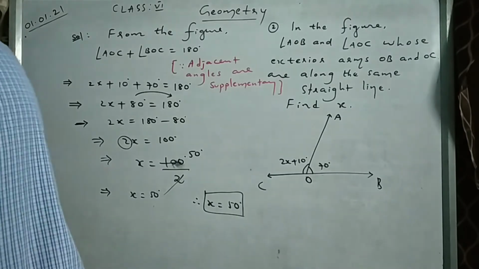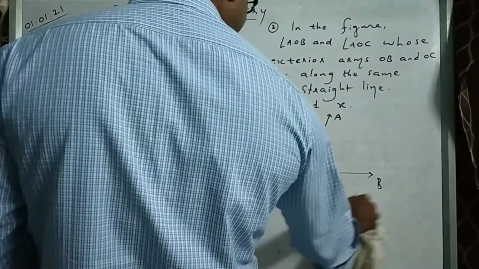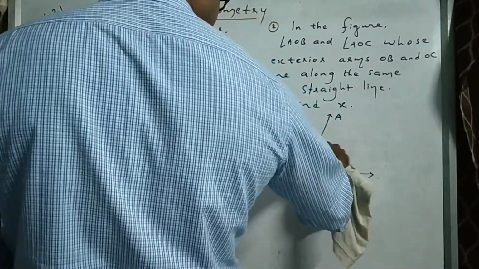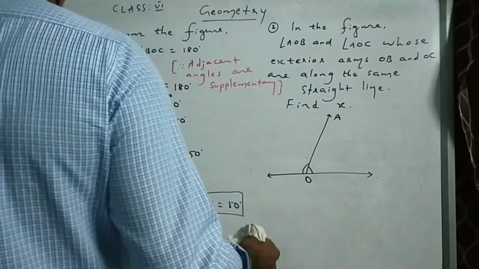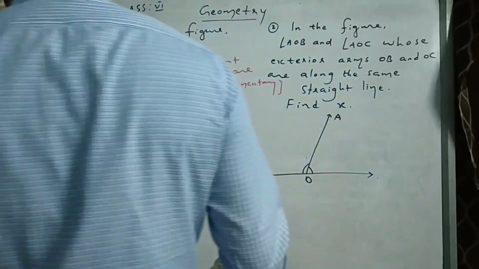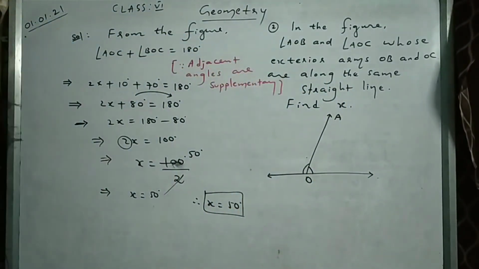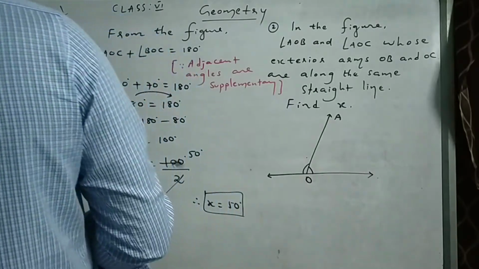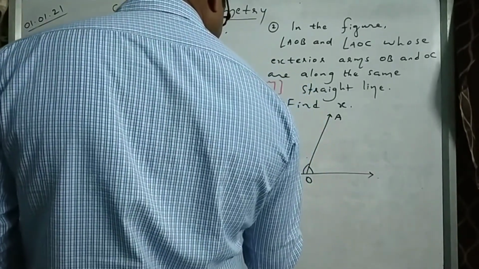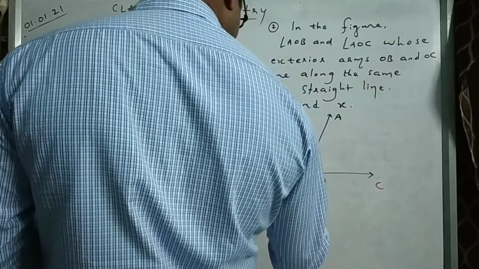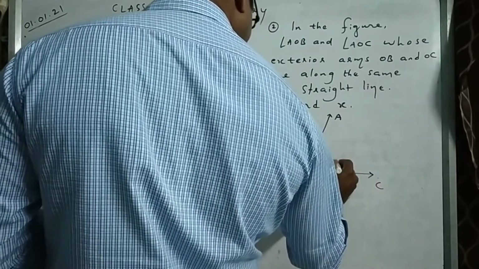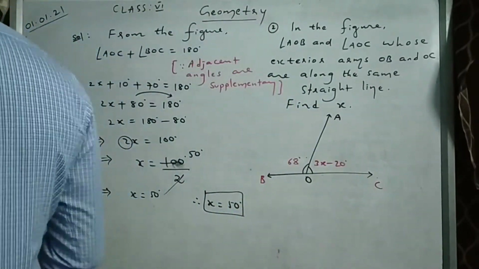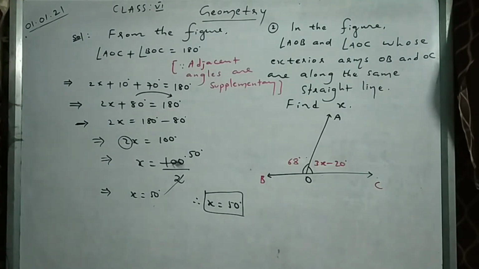Okay, the same concept we will see one more. Here B, here C. This is 68. This is 3x minus 20. So you have to find the value of x. Can you do the same model problem? So small changes here.